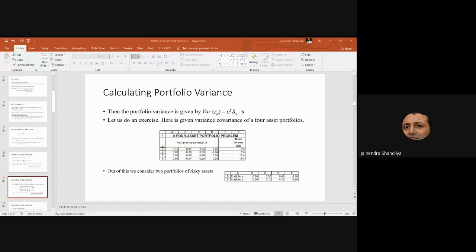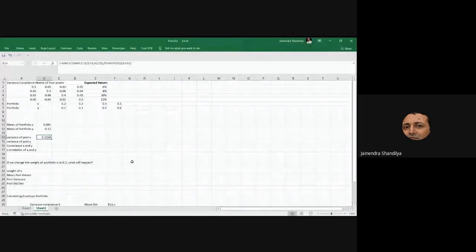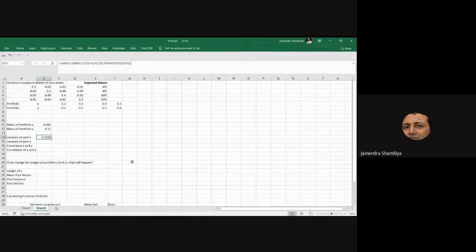Let me show you. Can you see this variance of portfolio X? Yes, sir. So where was the problem? I was writing just MULT, not MMULT. Matrix multiplication is MMULT.